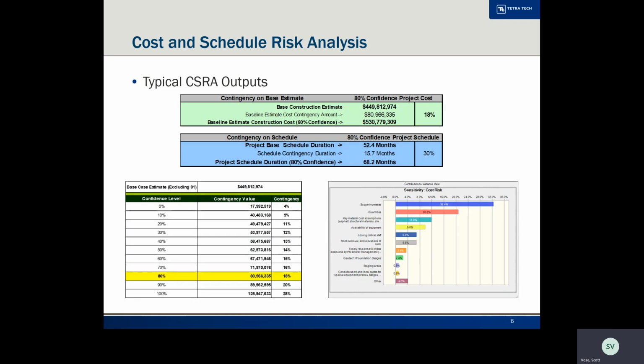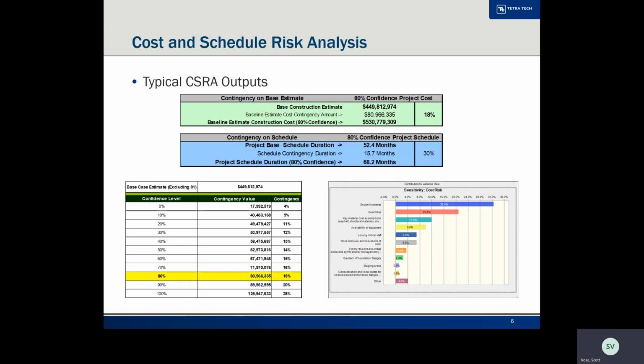And here are some of the outputs from the analysis. The top table simply shows the final contingencies for a project in terms of cost. We're used to seeing contingency values, but this analysis also provides a contingency value on your schedule. So there's a potential month increase that's determined in this analysis.